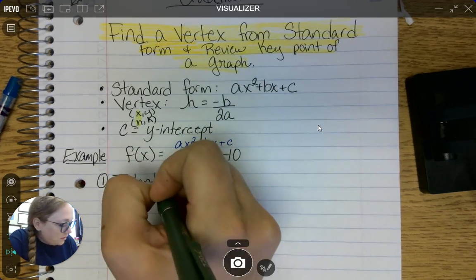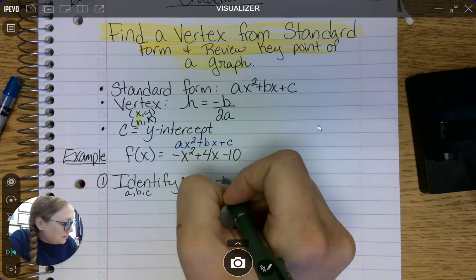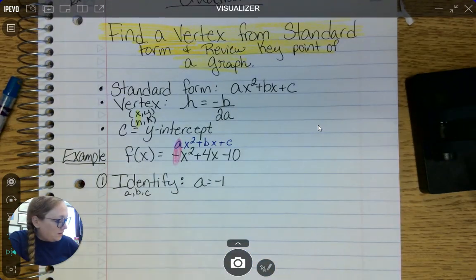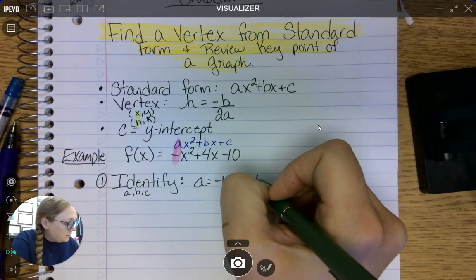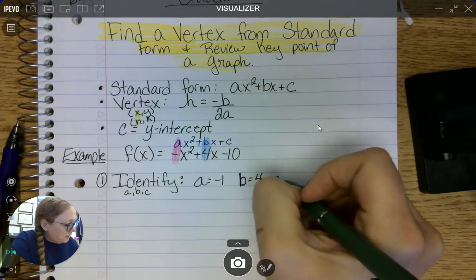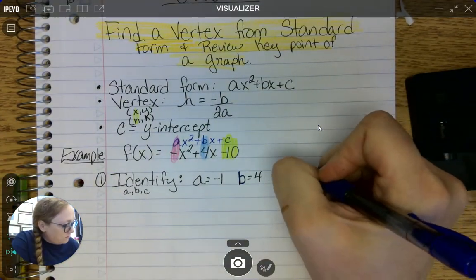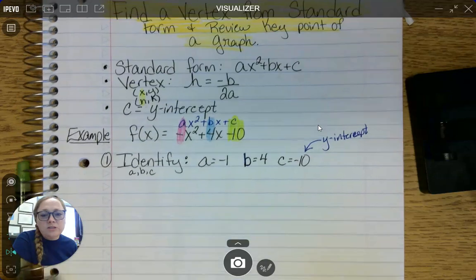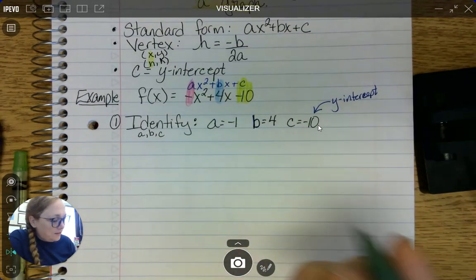Our first step is we are going to identify what a, b, and c are here. Well, a is negative 1, and I find that because I have that negative in front of my x squared in the place of the coefficient a, and that's an invisible 1 there. b is 4. You'll find that in the place of b, that coefficient. And c is negative 10, always keeping the sign in front. We talk about that a lot in my classroom. Now, remember, c is our y-intercept, that point that touches the y-axis. So that's our first step: identify a, b, and c.